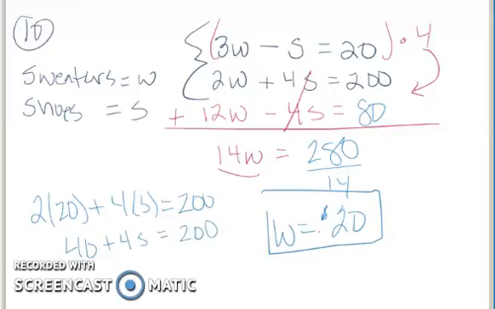And then subtract 40. And 4S is going to equal 160. So the shoes, 4 goes into 160. Again, if you need, you can use a calculator. $40. So there's the price of both. Okay, and there we go.